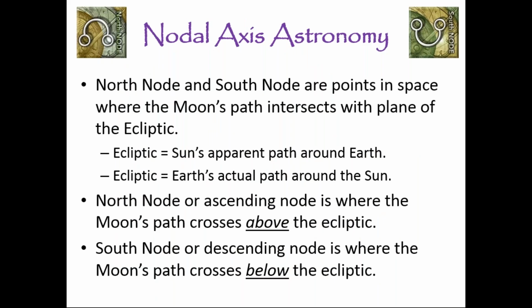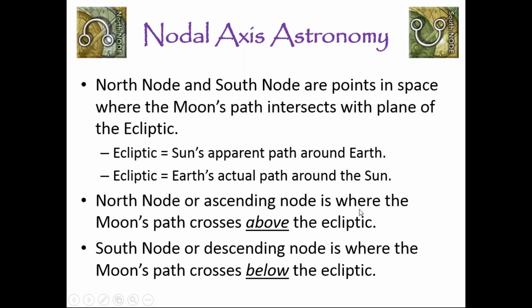I want to shift over to the nodal axis for a moment, and I want to shift to the astronomy, because we're not talking about a planet here with the north node and the south node. They are actually points in space where the Moon's path intersects the plane of the ecliptic. And the ecliptic from our geocentric or Earth-centered viewpoint looks like the Sun's going around the Earth. It's the Sun's apparent path. We know from astronomy, though, that it is actually the Earth that is moving around the Sun.